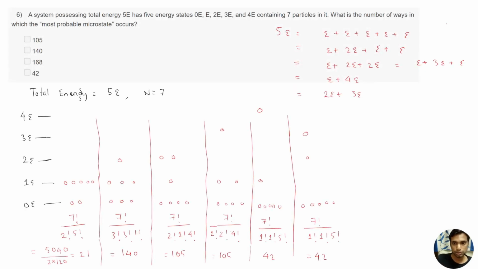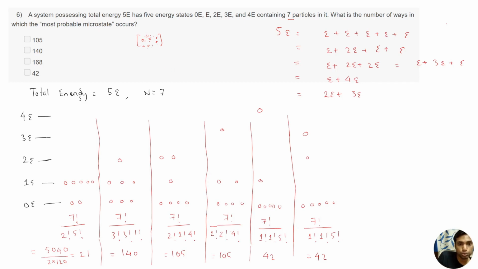Okay, here is another question which is based on that type of counting that we did. You can read the question. A system possessing total energy of 5E has 5 energy states. System possessing total energy 5E means there is a system, and in that system there are a certain number of particles. That number is 7 particles: 1 2 3 4 5 6 7. So this is a system consisting of 7 particles. Volume is fixed.